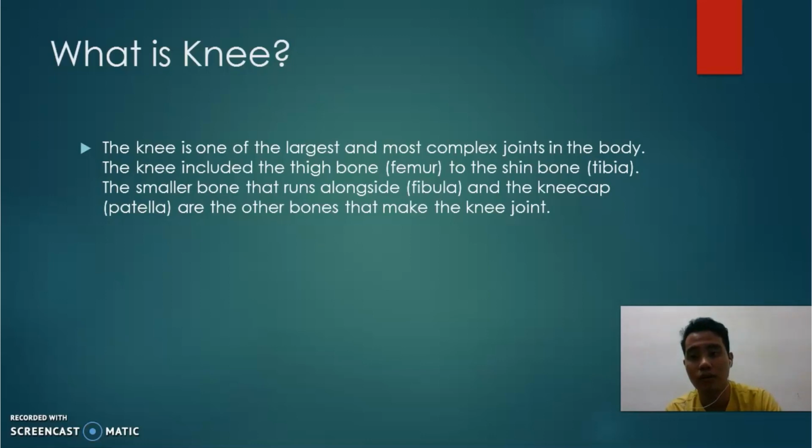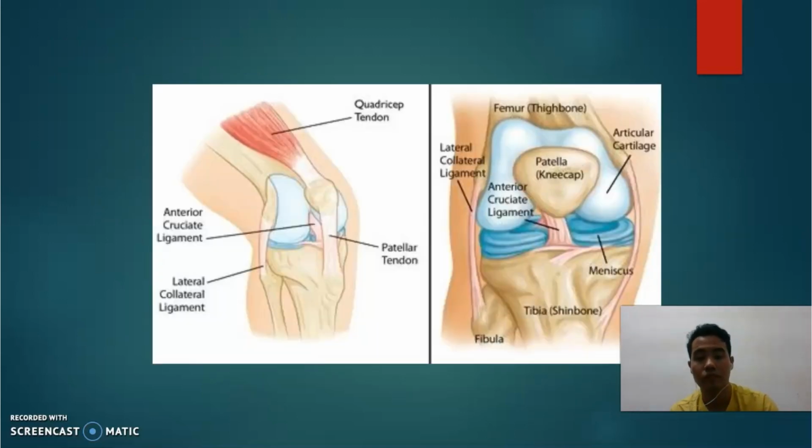What is the knee? The knee is one of the largest and most complex joints in our body. The knee includes the thigh bone, femur, to the shin bone, tibia, the smaller bone that runs alongside, fibula, and the kneecap, as we call patella, the other bone that makes the knee joint. Okay, this is the figure of our knee.